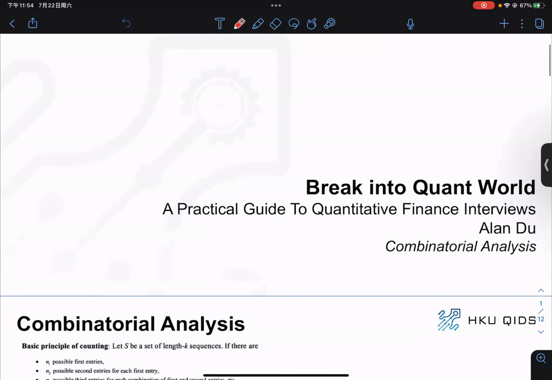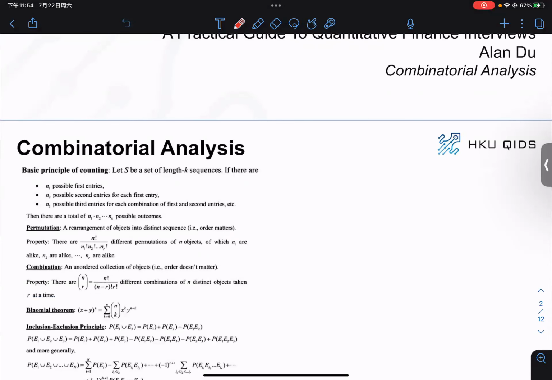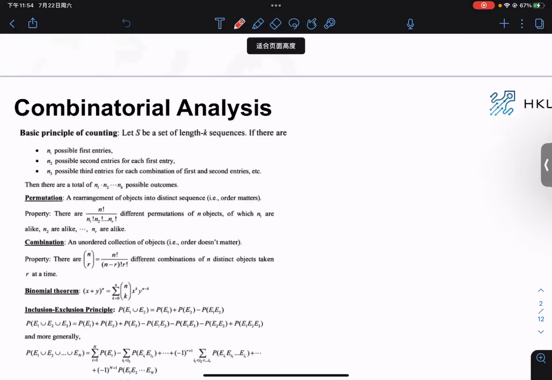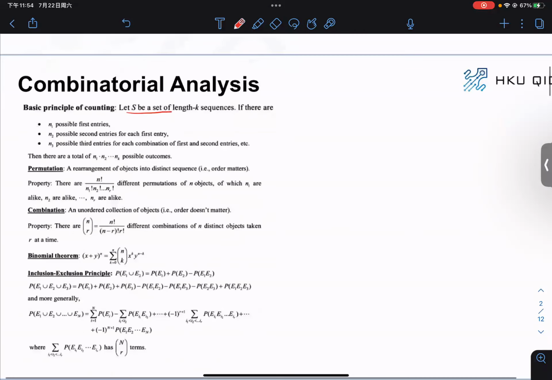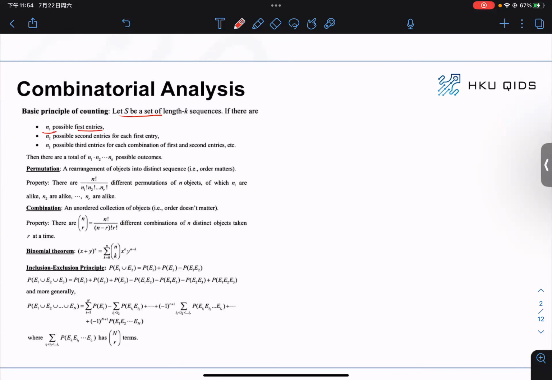Combinatorial analysis seems to be a fancy name, but the only thing it denotes is counting. The basic principle is that if we denote S to be a set of length k sequences, and if there are n1 possible first entries, and n2 possible second entries for each first entry, conditional on the first entry, and we also have n3 possible third entries conditional on our choice of the first and second entries, and so on, then there is a total of the multiplication of all these possible counts, and that is the number of possible outcomes.